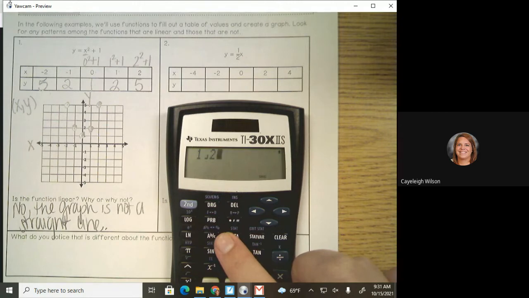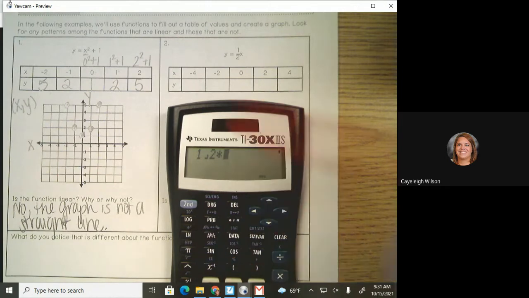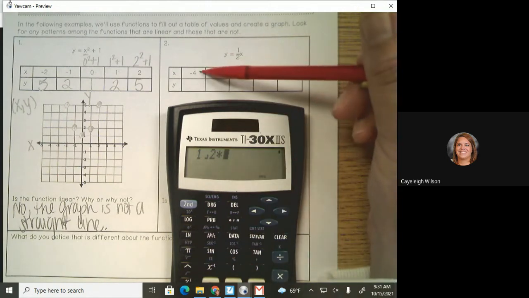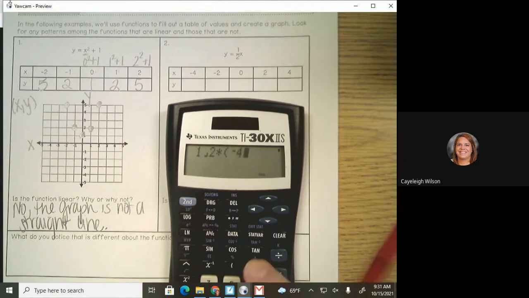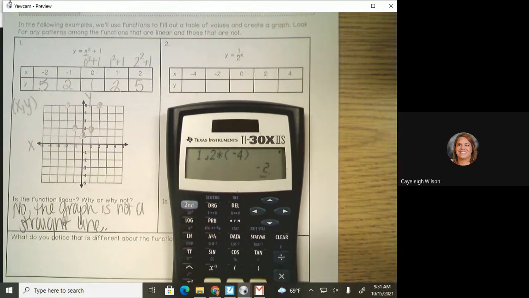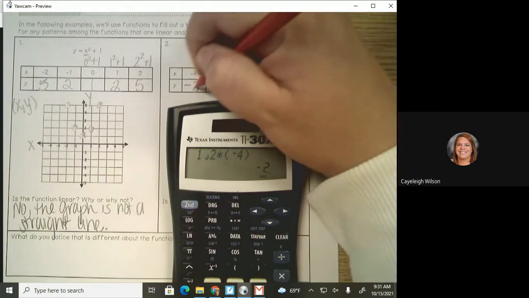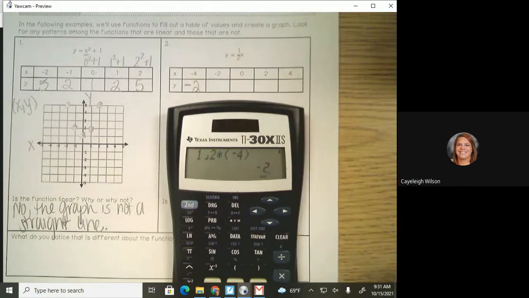Yours, you hit the division line. So 1 divided by 2 will give you 1/2 on yours. And then you're going to hit times, and then you're plugging in a -4 first. So what should I do with the negative? Put it in parentheses. So times -4, enter. Which we would know that half of -4 is -2 anyway.